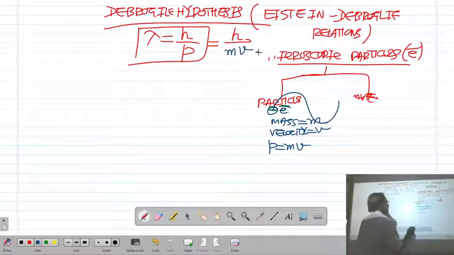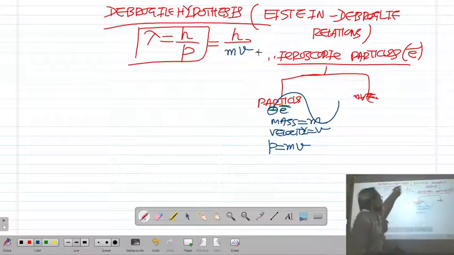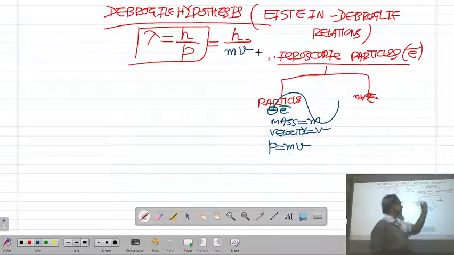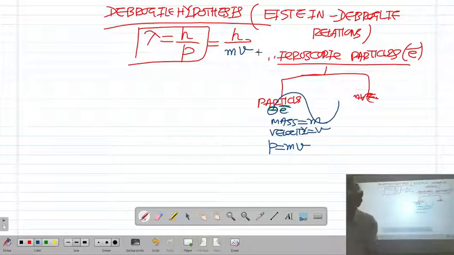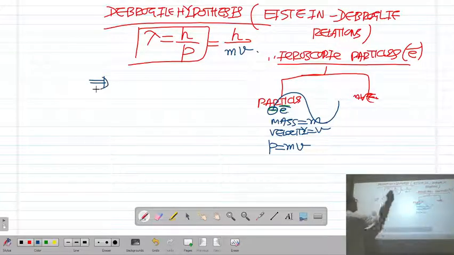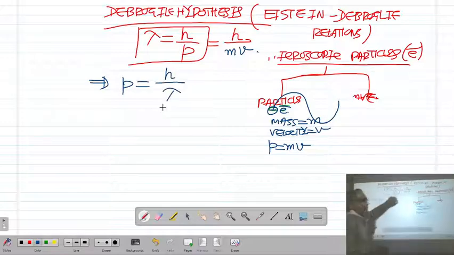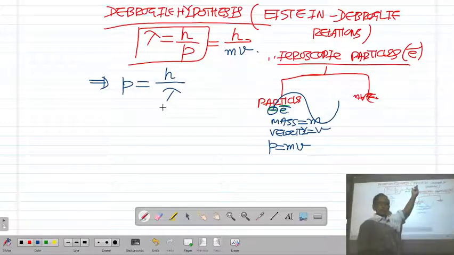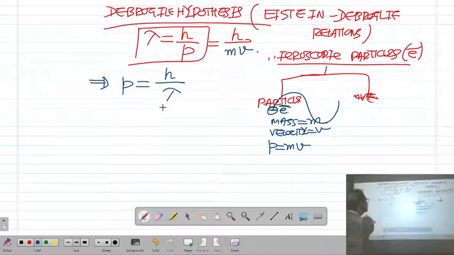So this equation, lambda is equal to h upon p, or h upon mv, is called the de Broglie wavelength of the electron wave. Now if I rearrange lambda equal to h upon p, p is equal to h upon lambda. From lambda is equal to h upon p, we can write momentum p is equal to h upon lambda.